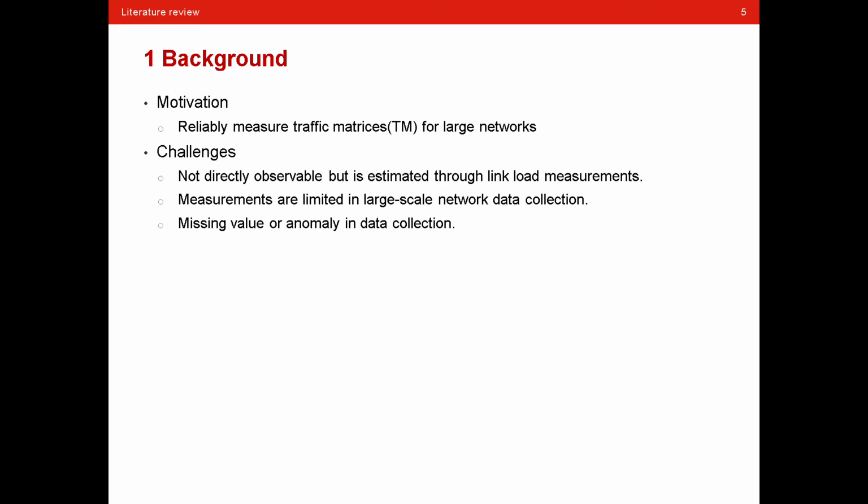And the measurements are limited in large-scale network data collection. That's a really ubiquitous problem, because we cannot install sensors at each link of a road network due to the expensive installation expense. And at last, it is very obvious that missing values or anomalies in data collection will be a problem, because there must be some mistakes during data transfer or other external factors.